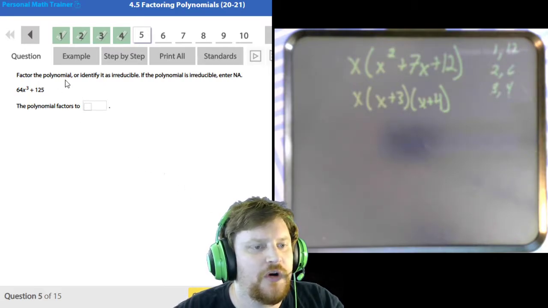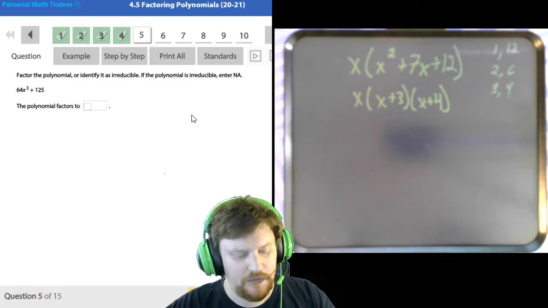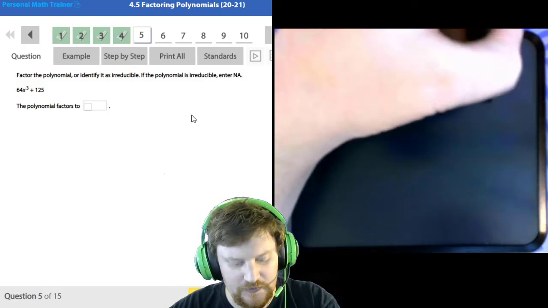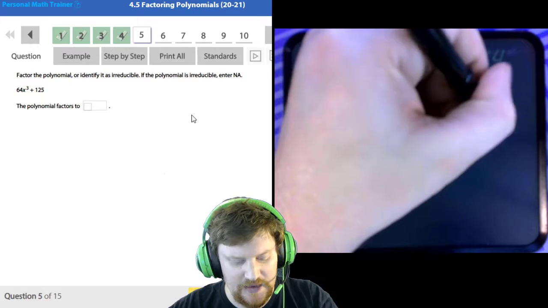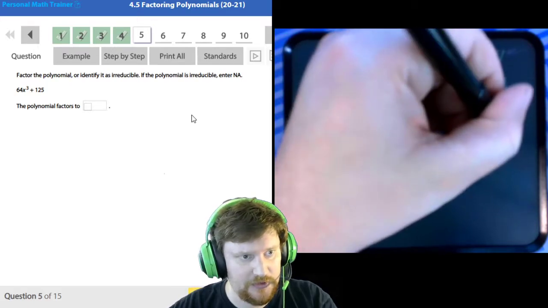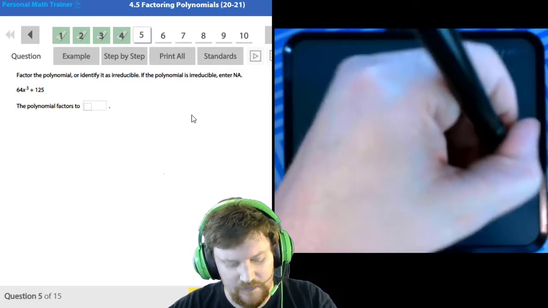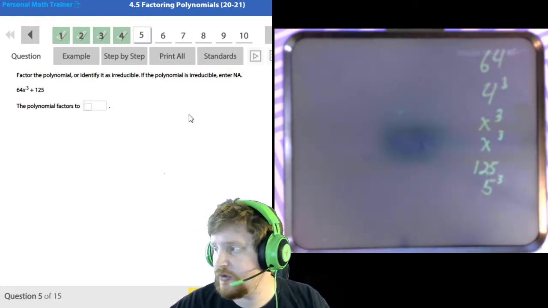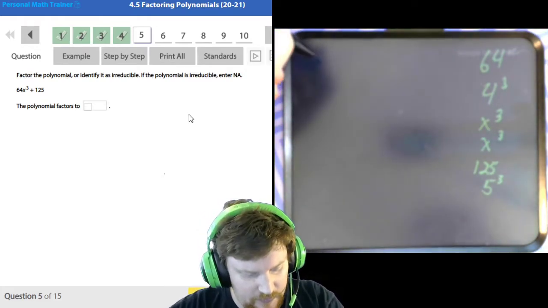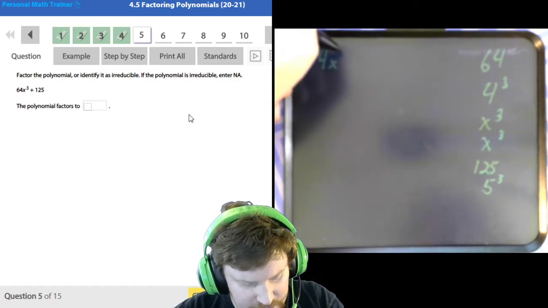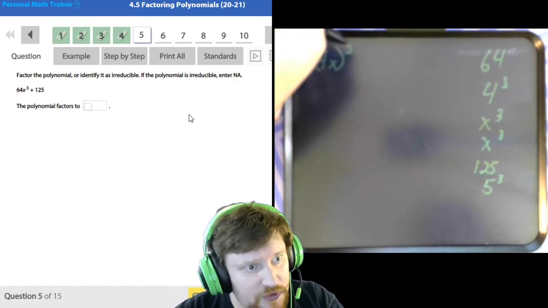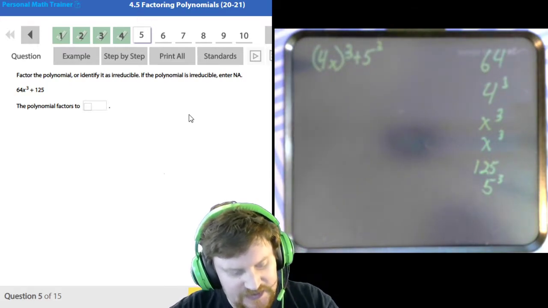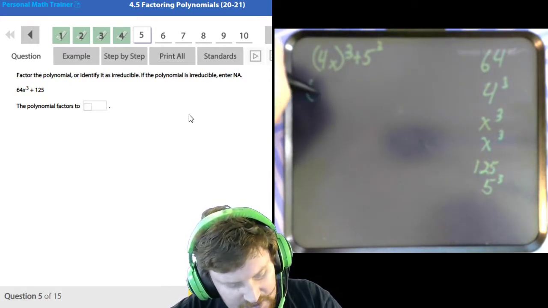Factor the polynomial or identify it as irreducible. Well, 64 is 4 cubed, x cubed is x cubed, and 125 is 5 cubed. So all three of these are perfect cubes, which means we have (4x) cubed plus 5 cubed, which means this is a sum of cubes.